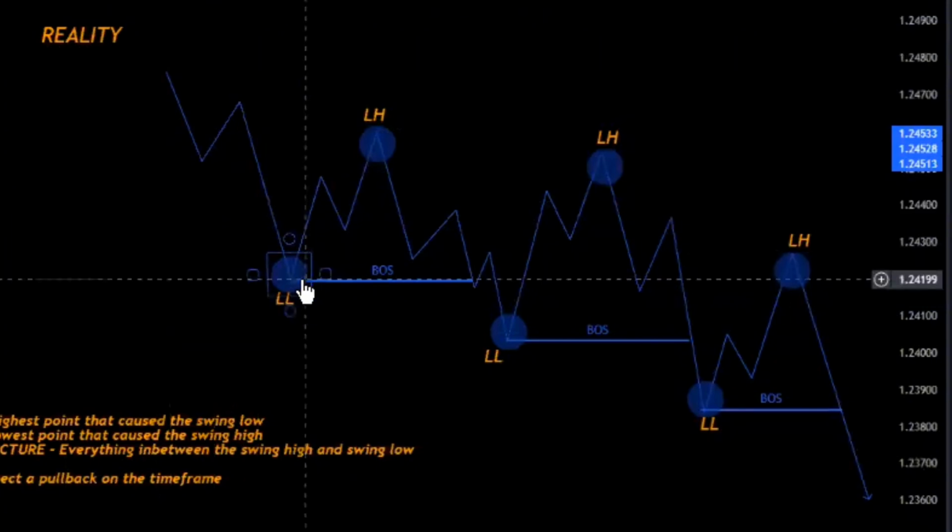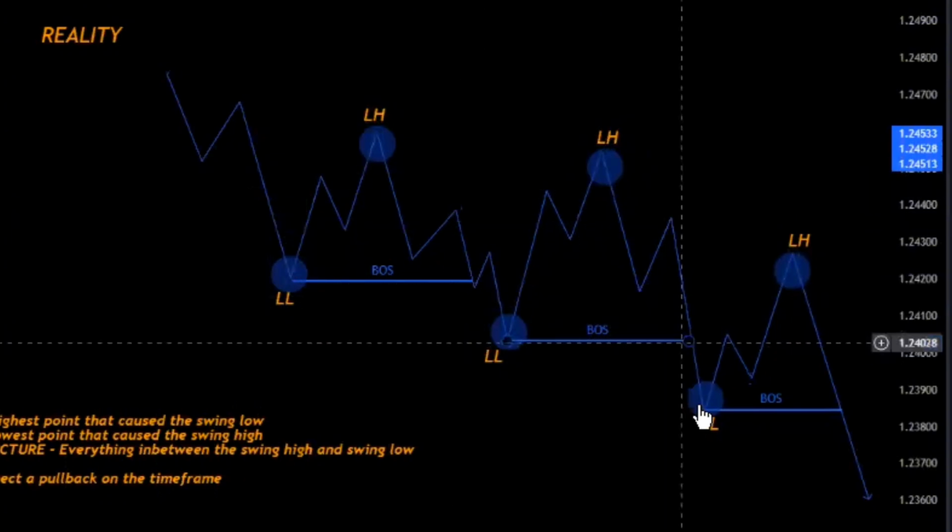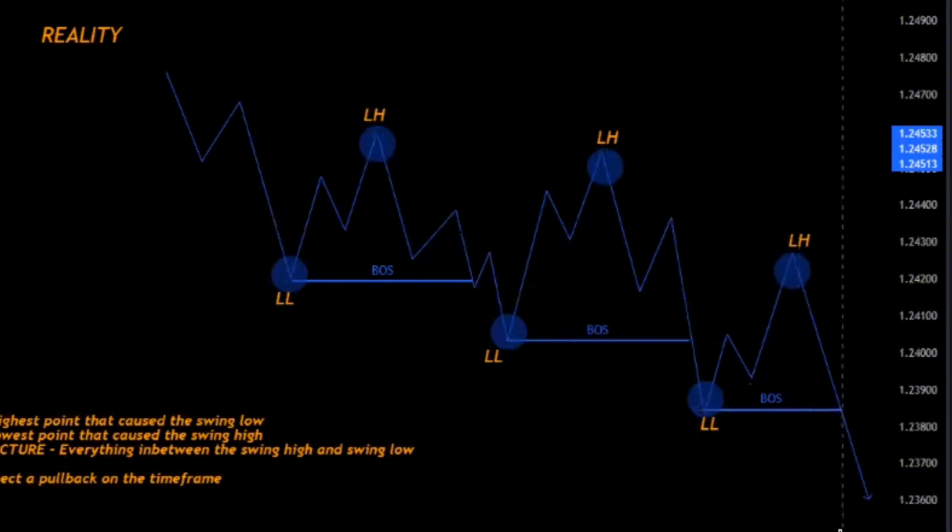Now, for the lower low to form, we have a lower high, a break of structure, guys. It forms a lower low, forms a lower high, forms a lower low, lower high, and then price goes on that way.